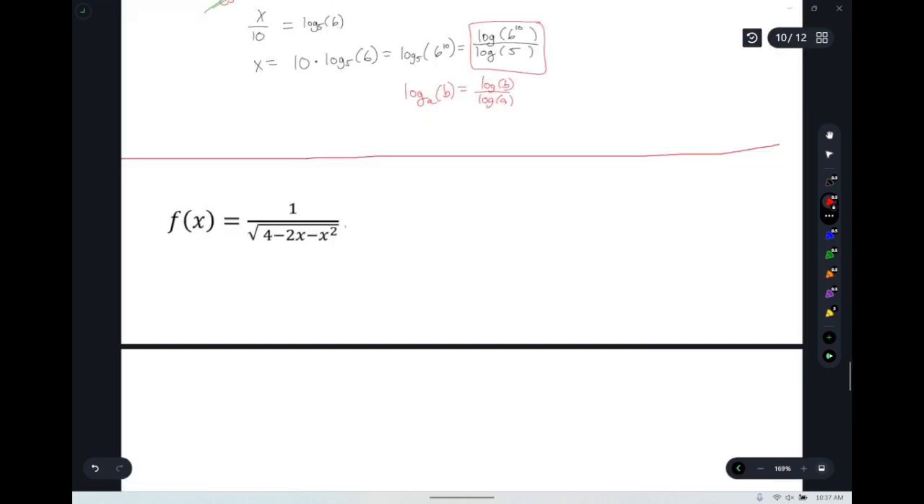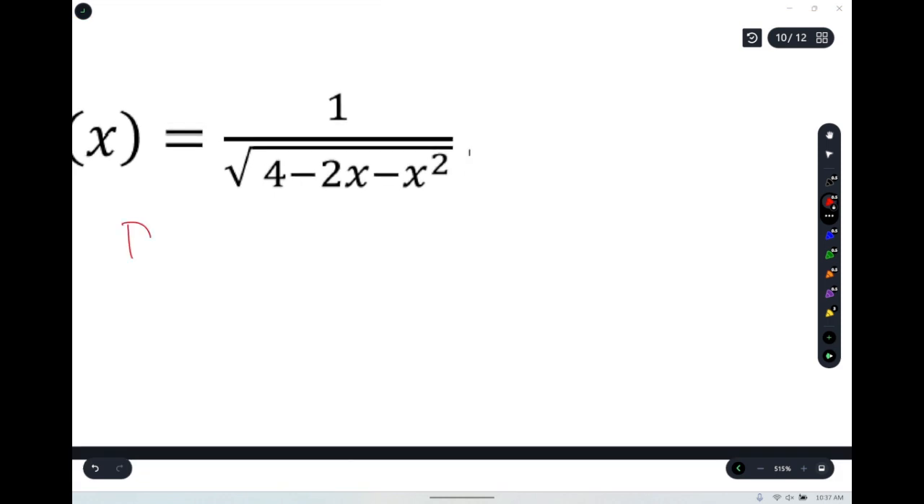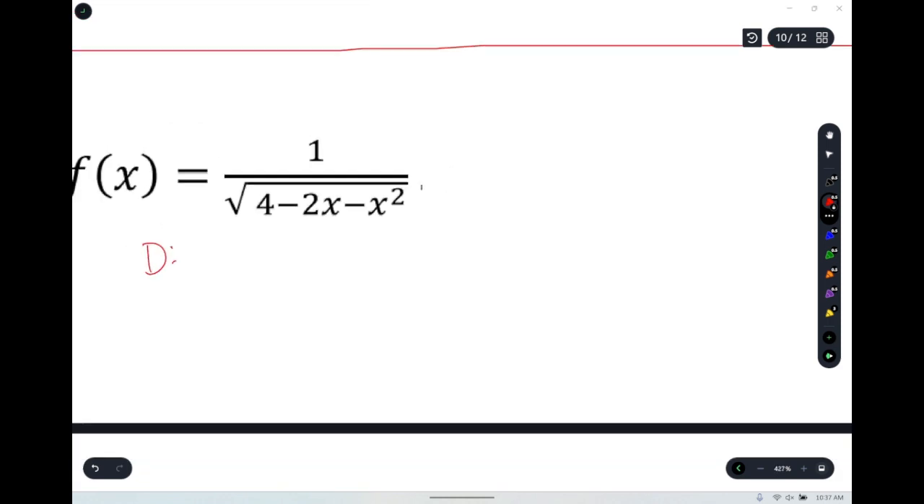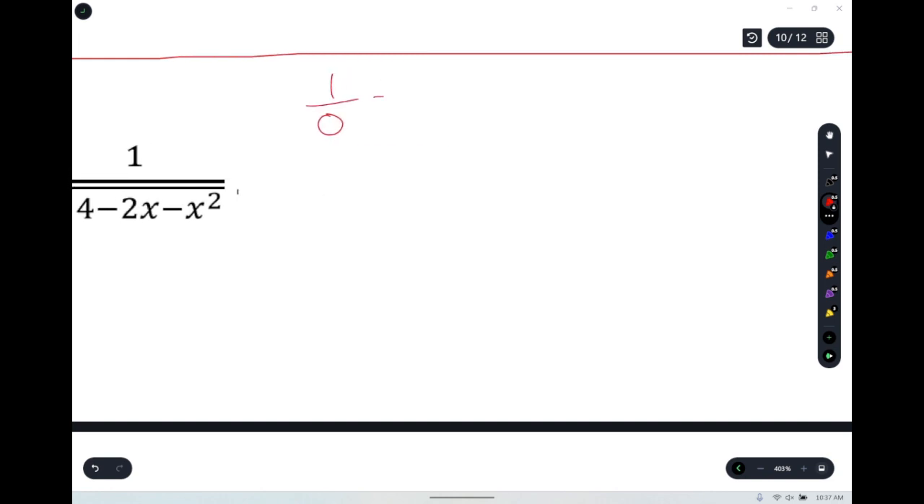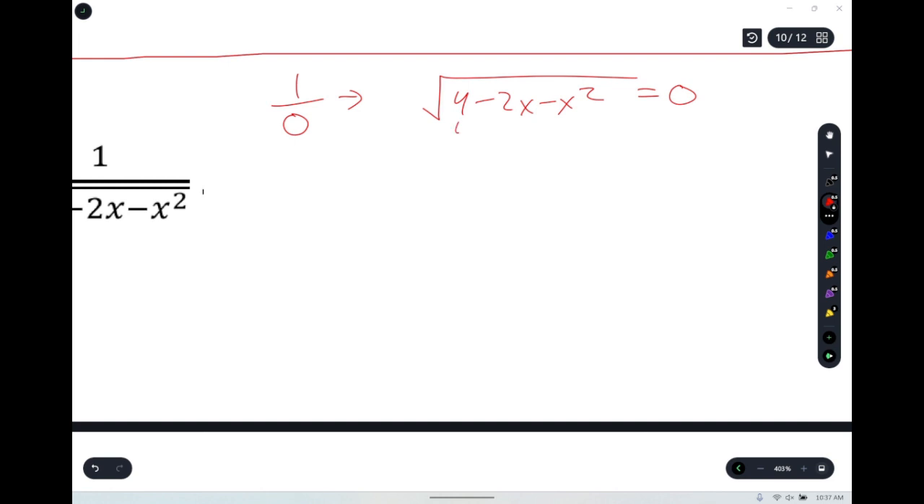So we're finding the domain for this guy. So the first thing we're checking is 1 over 0, right? That happens when the square root of 4 minus 2x minus x squared equals 0, which happens when 4 minus 2x minus x squared equals 0, which happens when, if we move those all over, x squared plus 2x minus 4 equals 0, which happens when x minus 2, nope, wait, that looks like it should be good, but it's not.